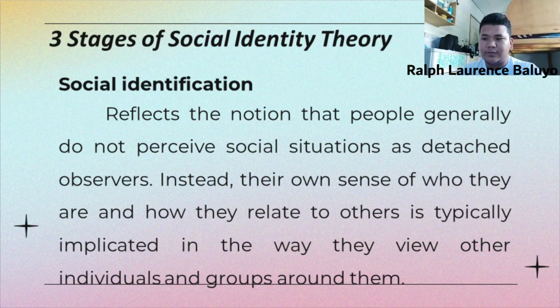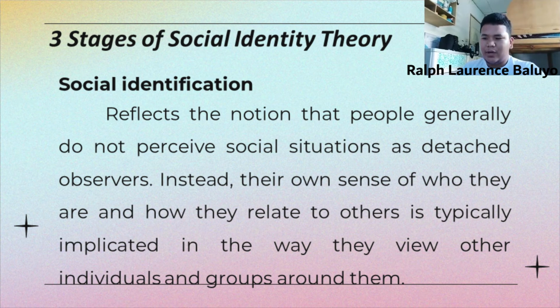So, the next stage of social identity theory is social identification. Social identification reflects the notion that people generally do not perceive social situations as detached observers. Instead, their own sense of who they are and how they relate to others is typically implicated in the way they view other individuals and groups around them.